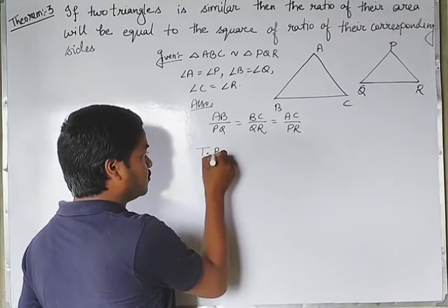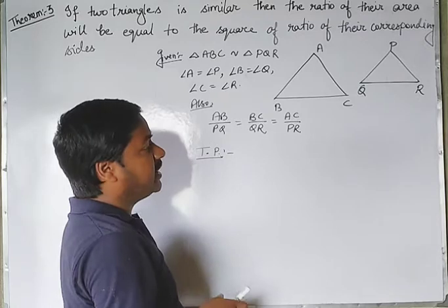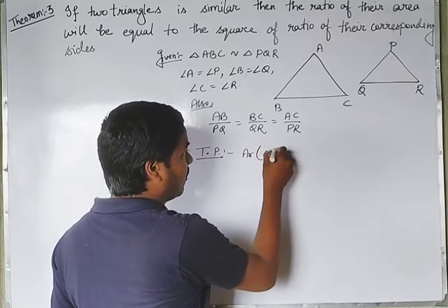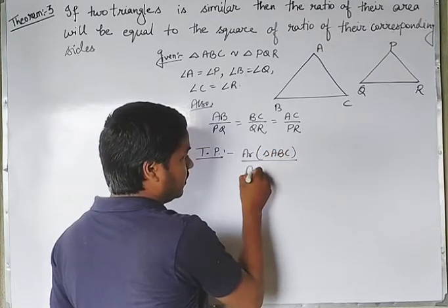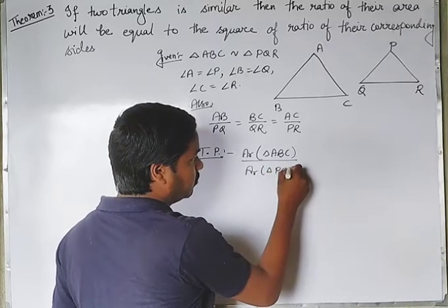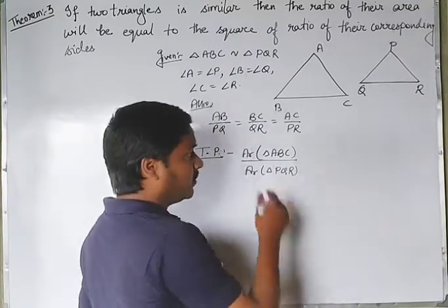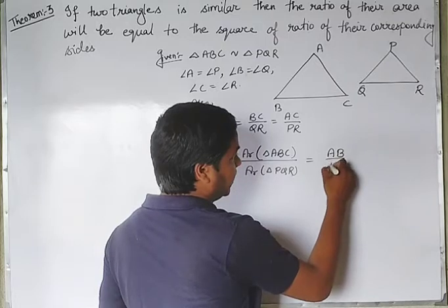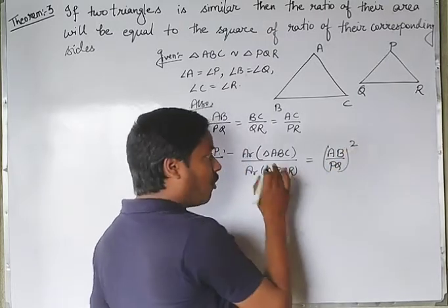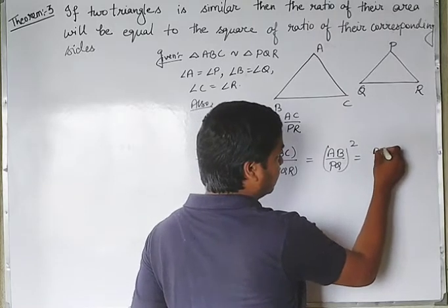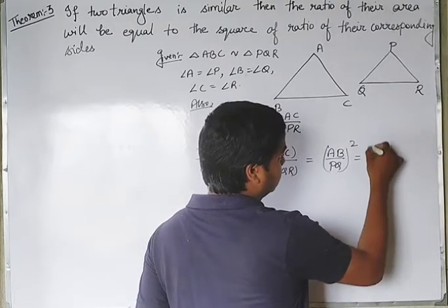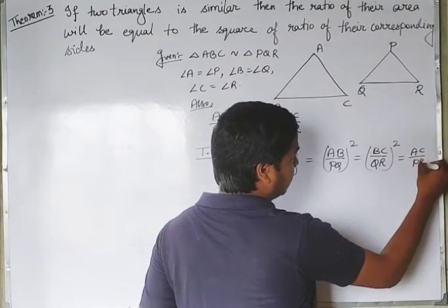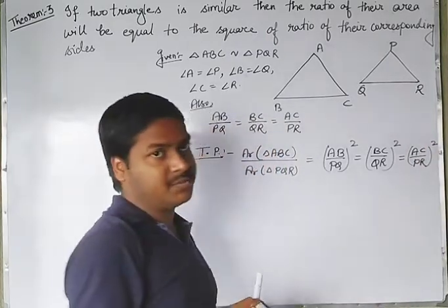What to prove? We need to prove that the ratio of the area of both triangles, that means area of triangle ABC divided by area of triangle PQR, will be equal to the square of the ratio of their corresponding sides, AB by PQ whole square, or it can be written as the square of BC by QR, or the square of AC by PR. Either of these.